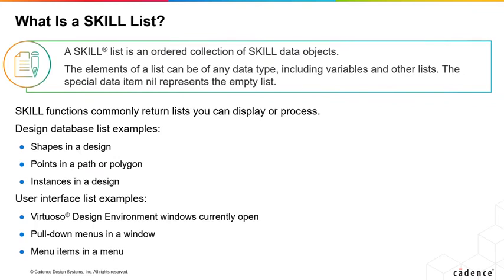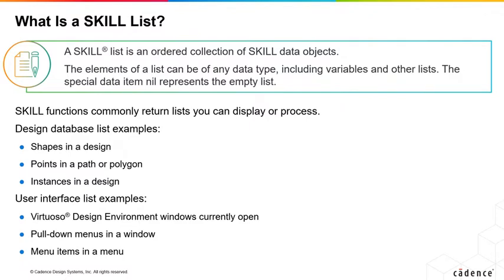So first of all, we need to understand what is a skill list. A skill list is an ordered collection of skill data objects. The elements of the list can be of any data type, including variables and other lists. And the special data item nil represents the empty list. Skill functions commonly return lists that you can display or process.